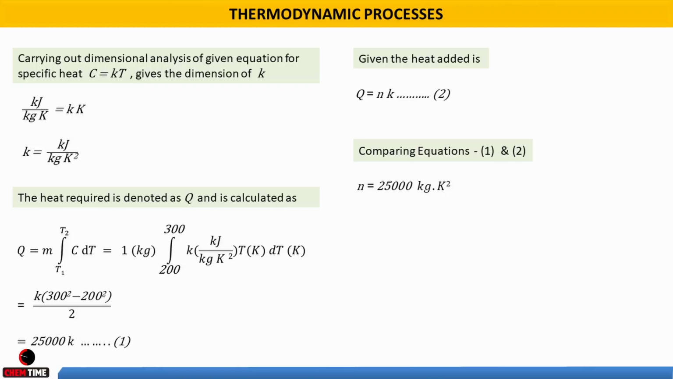The heat required is denoted as Q and is calculated as Q is equal to m integral from T1 to T2 of C dT. Since C is temperature dependent, we cannot take C outside the integral. With the values given, Q is equal to 1 kg, integral from 200 to 300, and C is kT. So replace C with kT and integrate it, and we get 25,000 k. But it is given as Q is equal to Nk. Comparing equations 1 and 2, we get the value of N as 25,000 kg K square. This is the problem given in a recent IIT JEE examination.